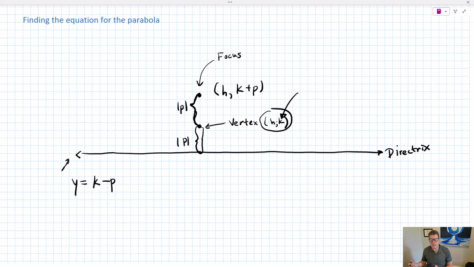Now we're going to utilize the distance equation because we know that by definition, every point on this parabola is going to be the same distance away from the focus as it is from the directrix. So on the left-hand side, I'm going to put the focus equation.